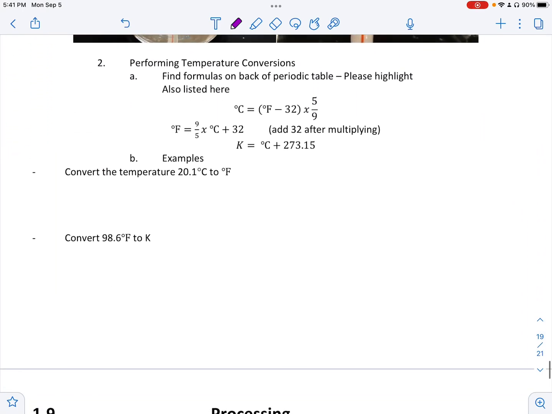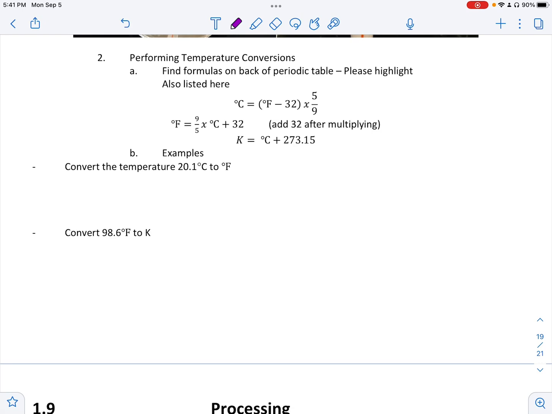All right, so here we go. Performing temperature conversions. That's our main focus of today. We should be able to read a thermometer, yes, but we should also be able to convert from Celsius to Fahrenheit, Fahrenheit to Celsius, and then Fahrenheit all the way to Kelvin. So on the back of your periodic table, there are three formulas. They are written there for you. So all we have to do is use those formulas.